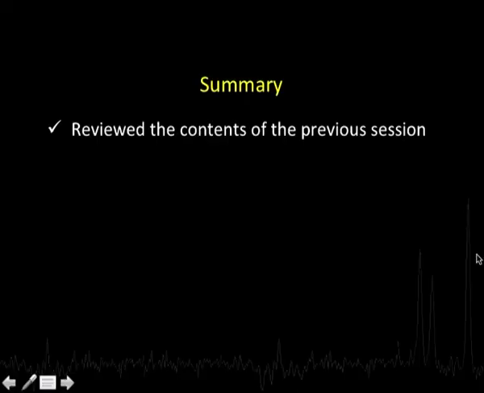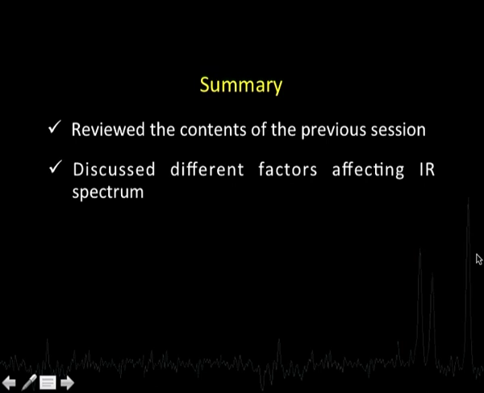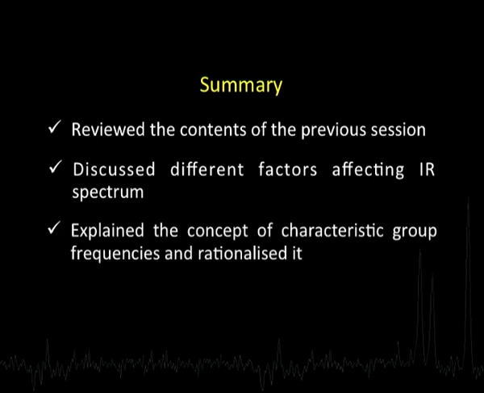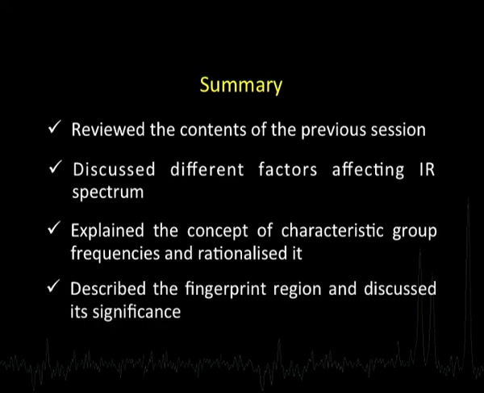Okay. Now, let us sum up what we have done today. We reviewed the contents of the previous sessions, and thereafter we discussed different factors which affect IR spectra. We talked about a large number of factors. Having done that, we moved on to explaining the concept of characteristic group frequencies, and we rationalized it in terms of an example. Thereafter, we discussed the fingerprint region and its significance. We described the meaning of the fingerprint region and its importance, which lies in identifying or characterizing a given molecule.